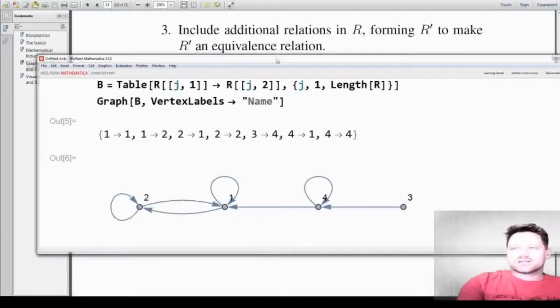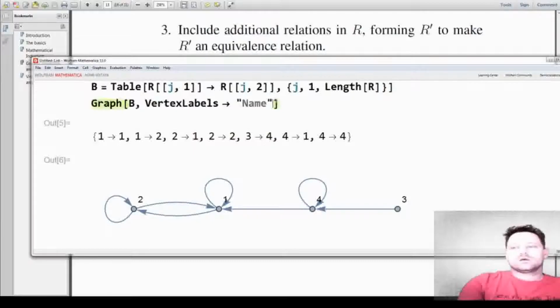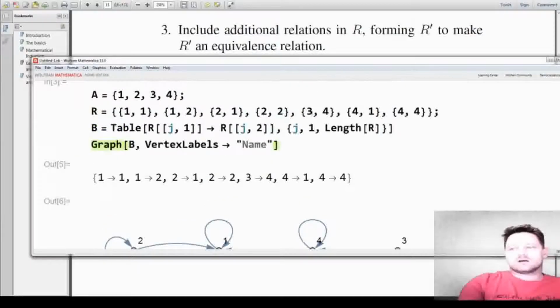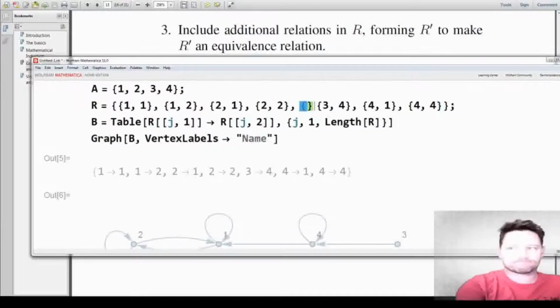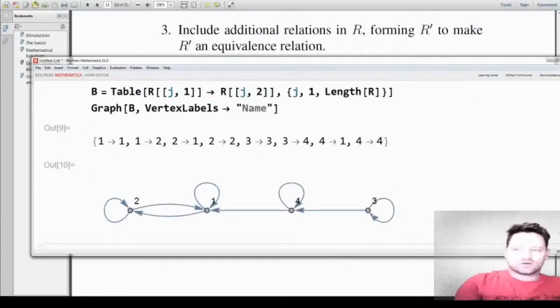Alright, so what do we need in order to make this reflexive? Well, we're missing 3, 3. So I'll go up here and include 3, 3. Now let's have a look. Now we have 3 going to 3 in our relation and directed graph. That's not all we need. So now we have this relation being reflexive.